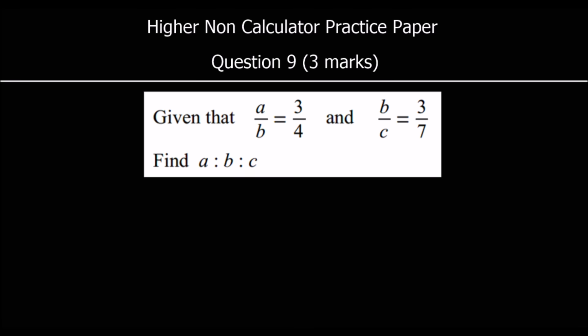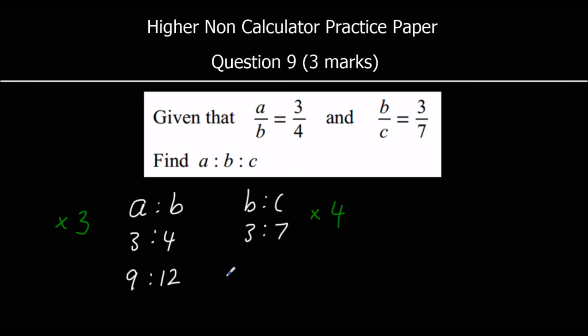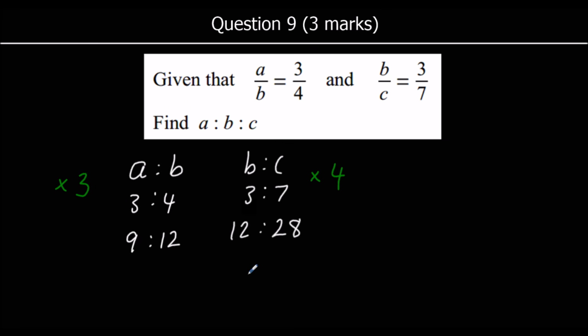Okay, one for you to try. Pause the video and give it a go. So we have A to B is 3 to 4. B to C is 3 to 7. We need to make the B's the same. So times the first ratio by 3 and the second one by 4. So we've got 9 to 12 and 12 to 28. Now we can just write them together. So it's 9 to 12 to 28.